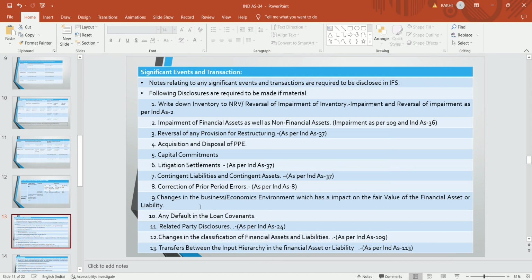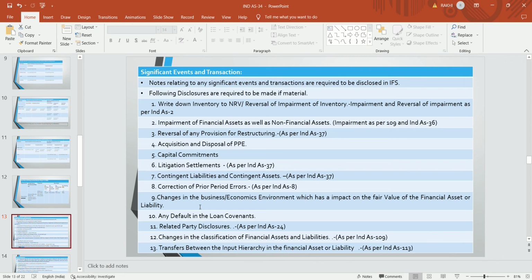Write down of inventory to NRV or reversal of impairment of inventory. If there is a write down of inventory due to any unbearable situation or natural cause or disaster, which is not under the control of the management, or if there is any reversal of impairment of inventory, that is impairment and reversal of impairment as per Ind AS 2, then if the transaction is material, it is required to be disclosed.